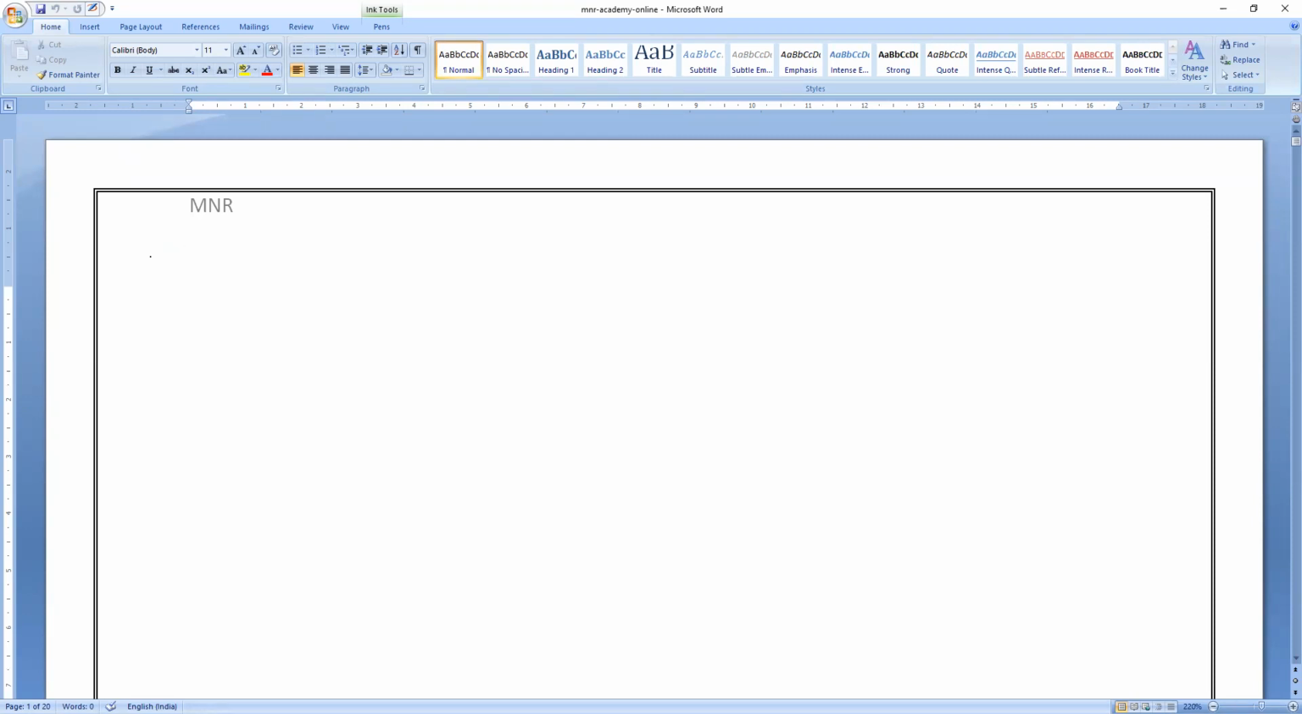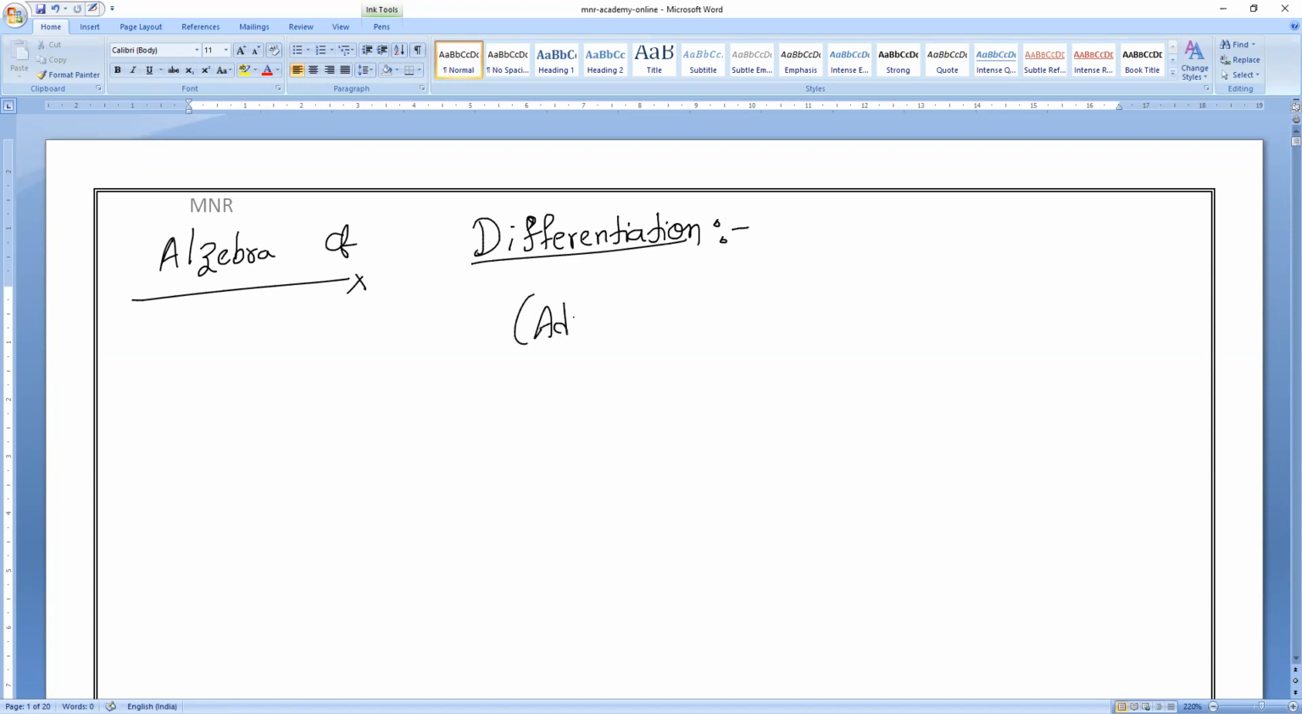So let us take now the heading: algebra of differentiation. The first one is addition and subtraction. Okay, first, directly we'll go with the question.